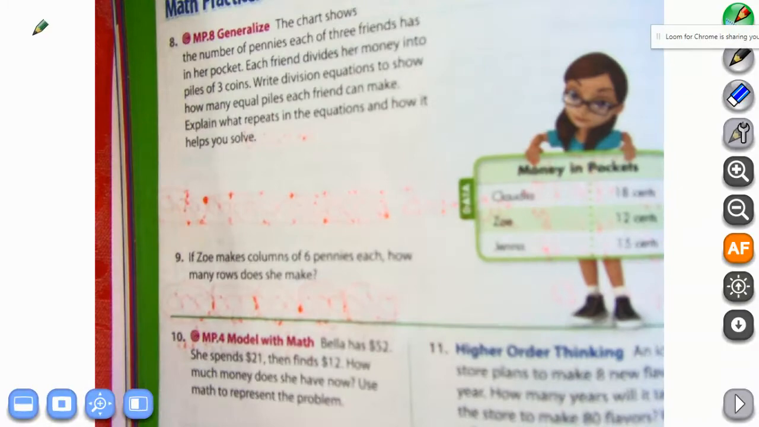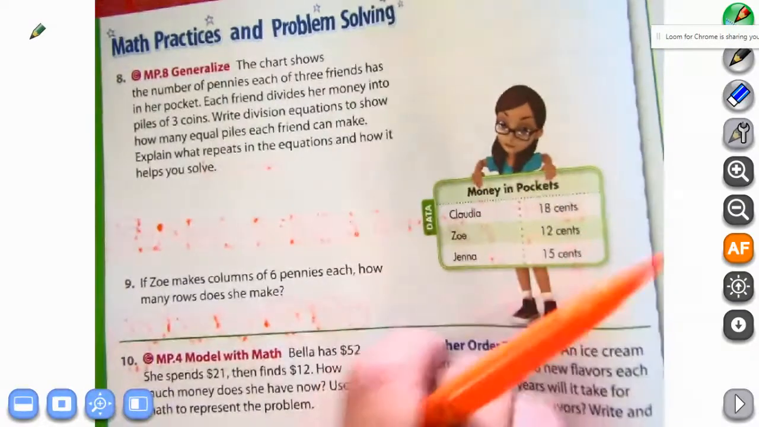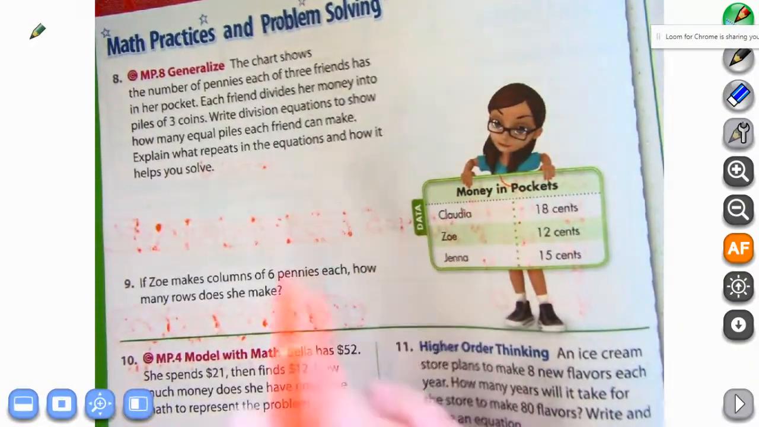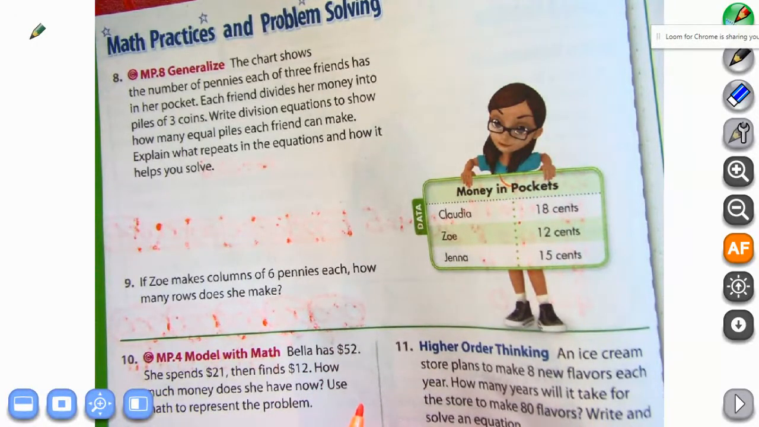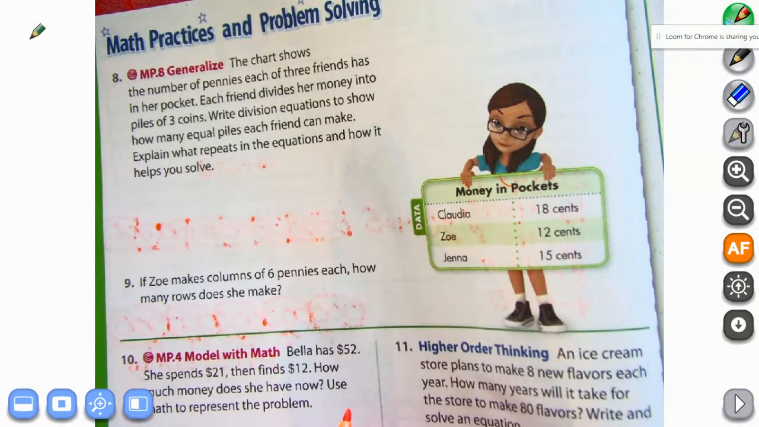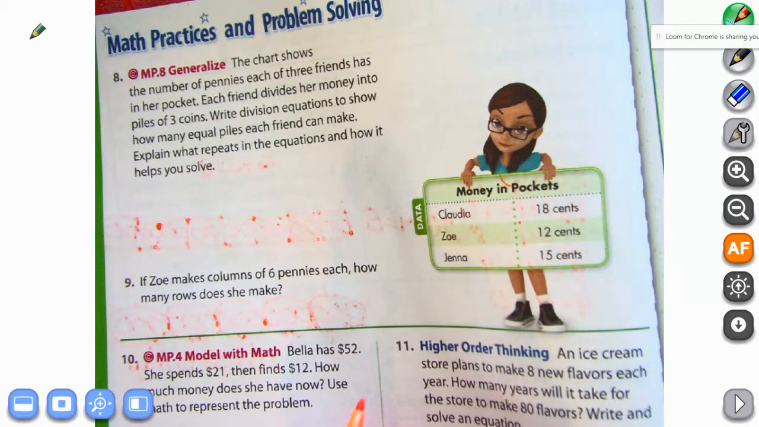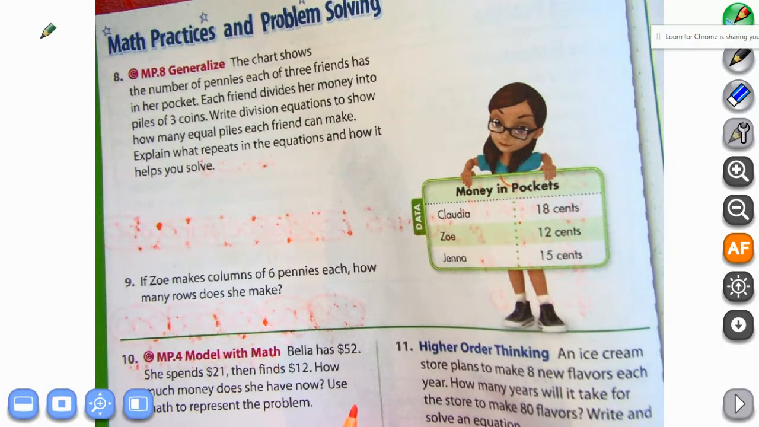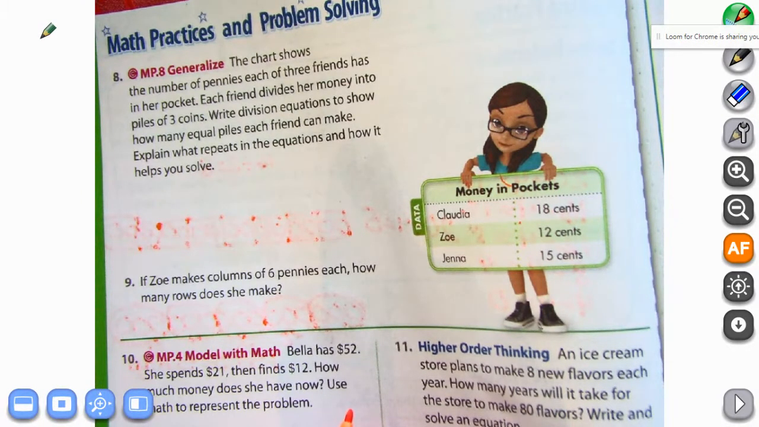All right. So the chart, this is the chart right here, shows the number of pennies each of 3 friends has in her pocket. Each friend divides her money into piles of 3 coins. Write division equations to show how many equal piles each friend can make. Explain what repeats in the equations and how it helps you solve. All right. So we're going to divide her money into piles of 3 coins.